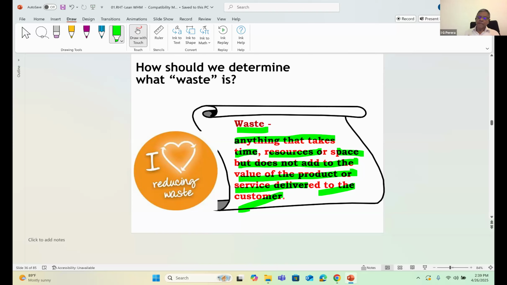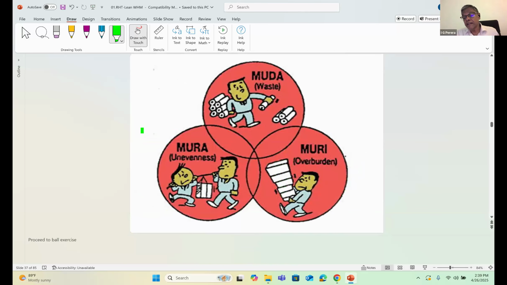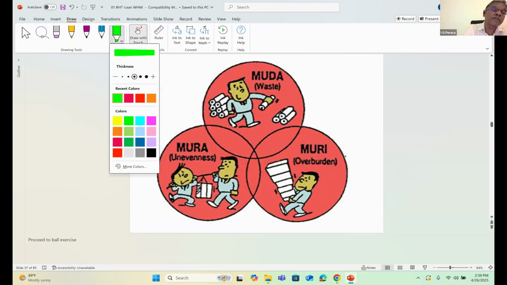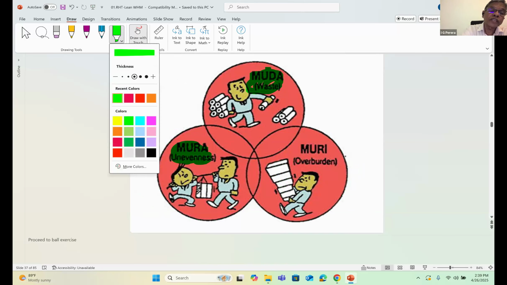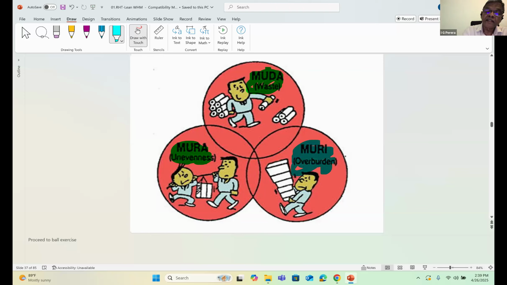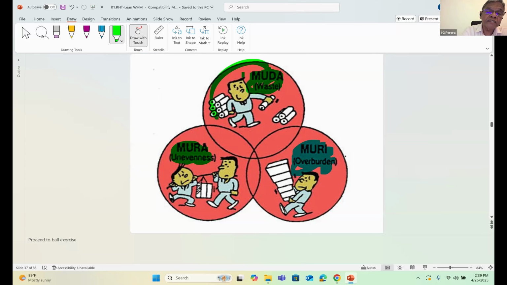But saying it in general terms does not make everyone understand. So you need to go into details to identify how waste is categorized. In the Japanese concept, there are three things in Japanese management. What are these three? You have Muda, you have Mura, and you have Muri. All three are there. Muda means waste. No two words. Muda means waste.